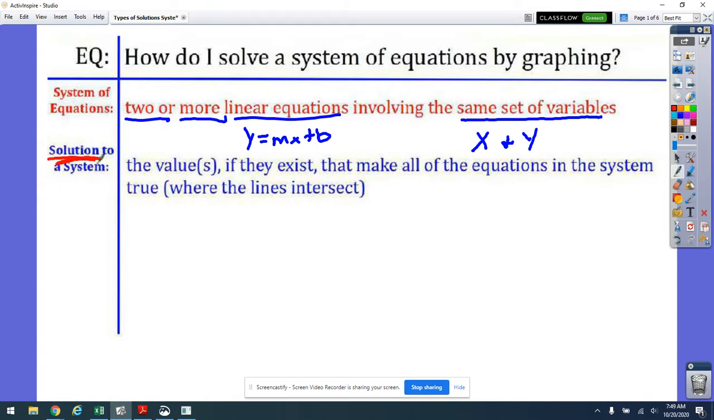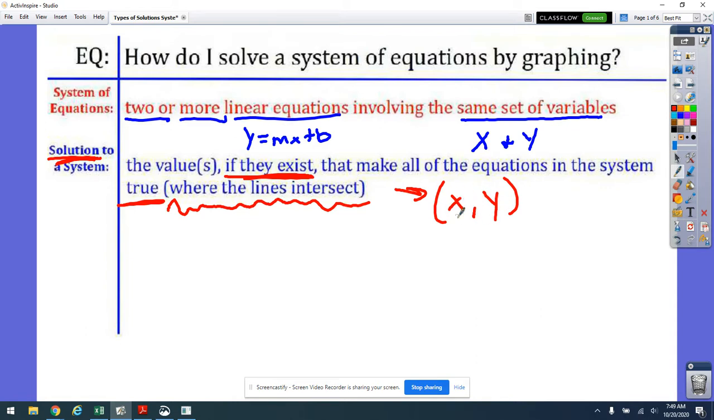So when we're talking about solutions, this is what we're referring to. The value, if it exists, and we'll talk about when it exists, is that when it makes all the equations in this system true. And basically the big key part is where do the lines intersect. So we're going to talk about that coordinate, and we want to get you in the habit of telling us what that x comma y is, or where those two lines meet. And that's what we're talking about with solutions.